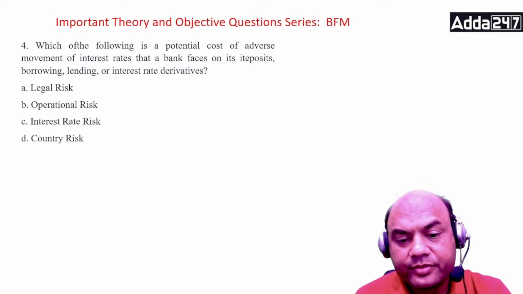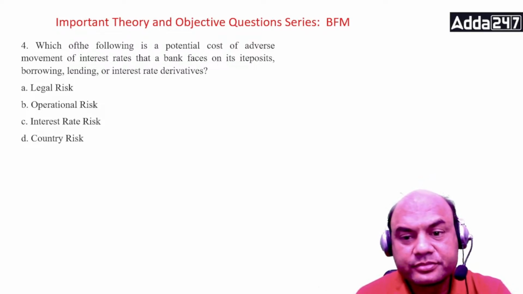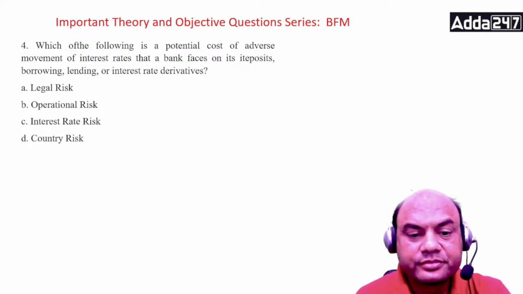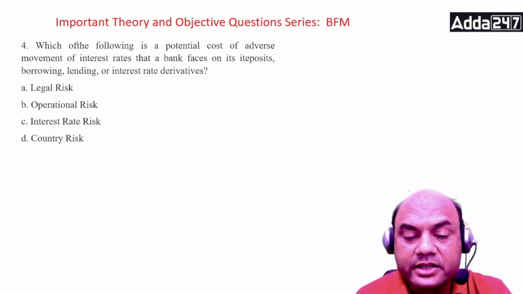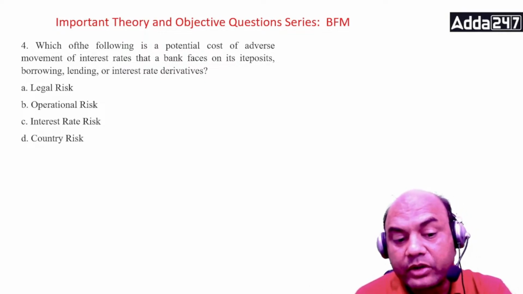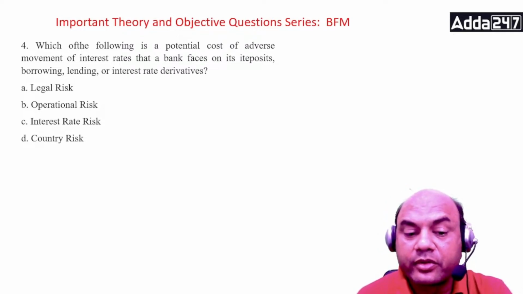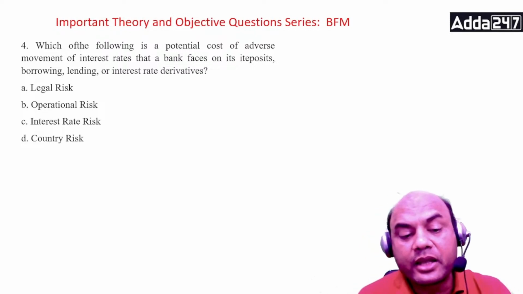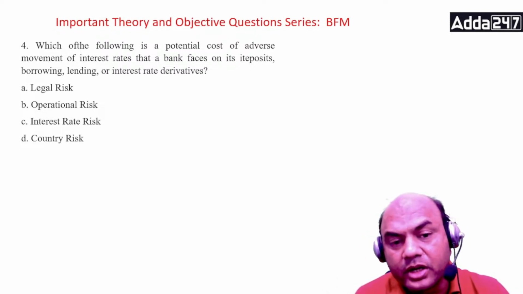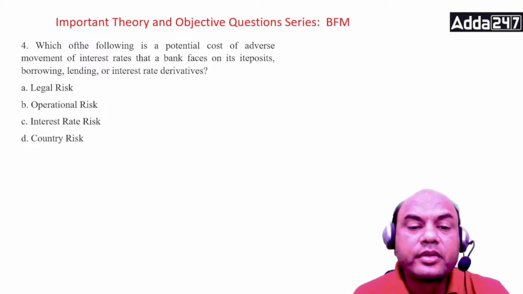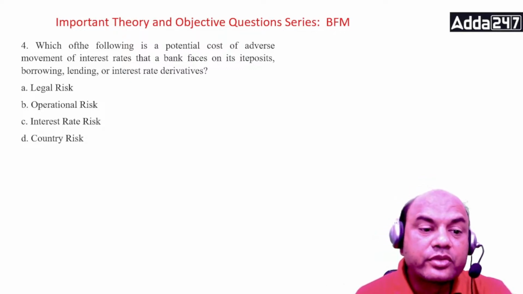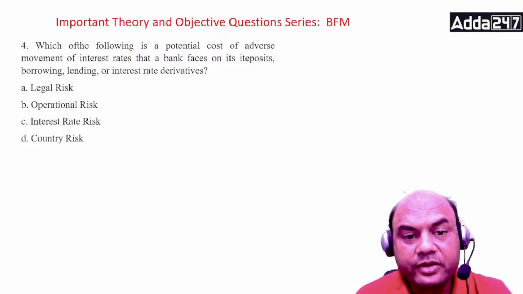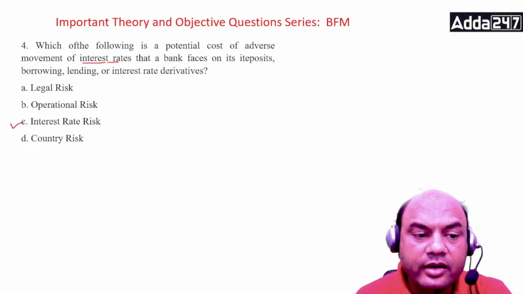So the answer is, everyone, what is the answer? See here, understand this: legal risk, operational risk, interest rate risk, country risk. Now adverse movement means adverse movement of the interest rates. So that will be led by what? Legal risk is totally different. Legal risk is a part of your operational risk. So that is not the answer over here. This is due to the changes in the interest rate. So definitely you'll get the answer as interest rate risk.